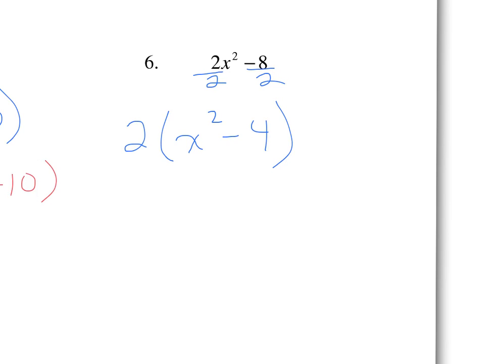The GCF is still going to be there. The GCF doesn't ever go away. It's still there. The square root of x squared is x times x. The square root of 4, 2 times 2. And we have 1 of each, plus 1 minus.